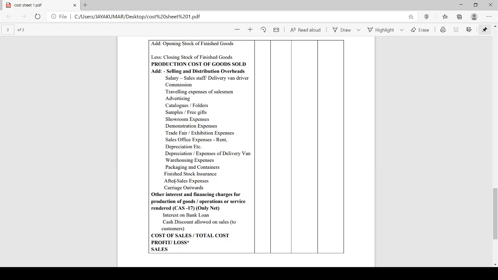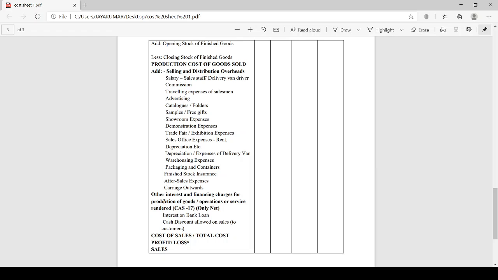Now what happens is once you sell a particular product, you need to install it and all other expenses have to be incurred, all those things. And carriage outwards, that is the transportation charge involved in getting the goods out of the factory to the place of the customer. So all these are the overheads incurred for selling as well as distribution, they will be added.